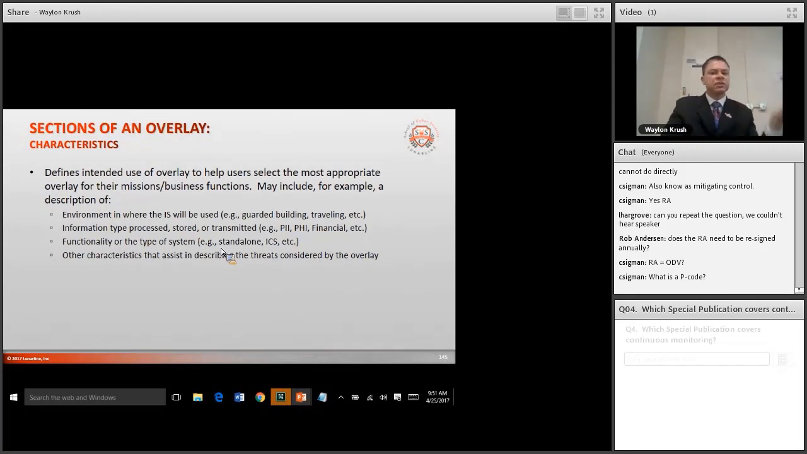So we're talking about telemetry right now. Standalone ICS, the space system overlay. This is a telemetry overlay. Other characteristics that assist in describing the threats considered by the overlay. In an incident we had last year, an unknown, unnamed threat actor was able to connect to our space system and take it over and fed it the wrong coordinates for the solar panels and spun it, and it's still spinning to this day. That was bad.